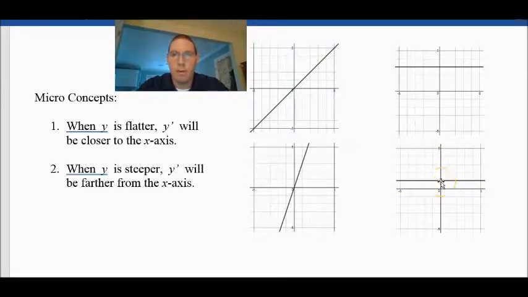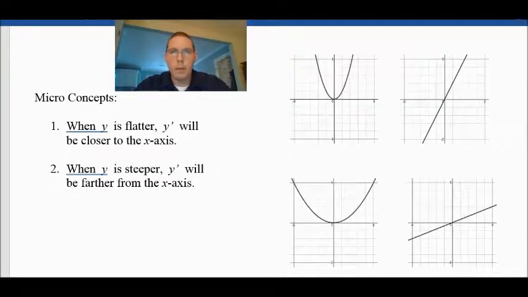Okay, so this is a simple situation. Let's now try one that's a little more complicated. Okay, here we have another situation. We have two quadratic graphs, and then we have two possible derivatives.